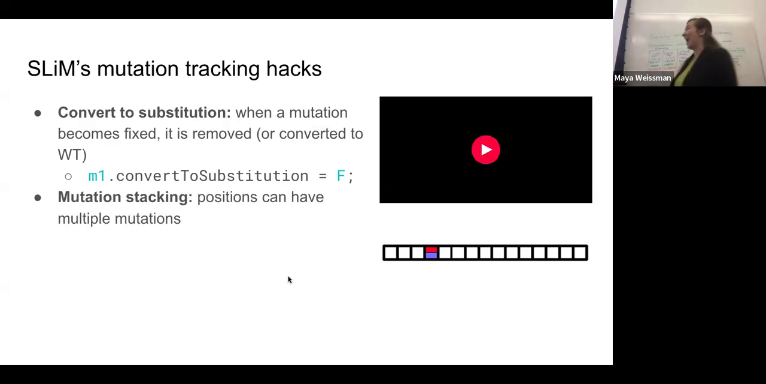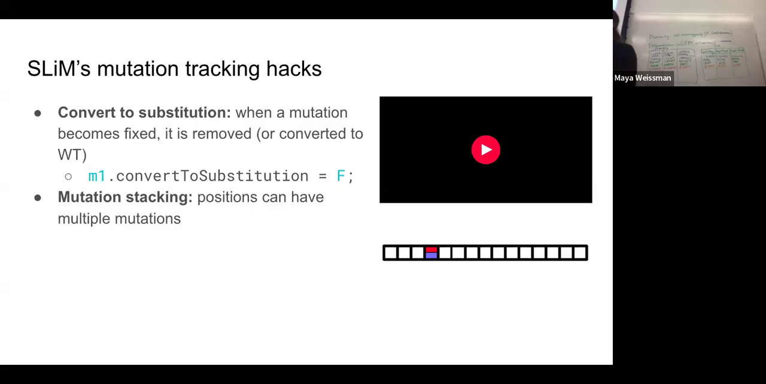The other mutation tracking hack that I want to highlight is called mutation stacking. In SLiM, by default, if I get a mutation at locus 4, and then later I get a mutation again at locus 4, SLiM lets me have both of them. In the SLiM maker's opinion, this is essentially the same thing as having two mutations right next to each other. Those would be super tightly linked, and it would be very unlikely for recombination to break them apart ever. So it's kind of the same thing, and I'm not going to worry about it.